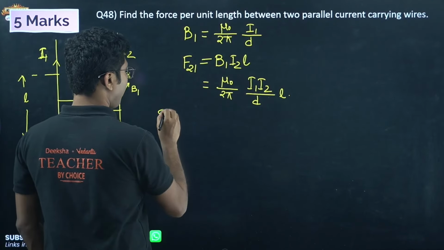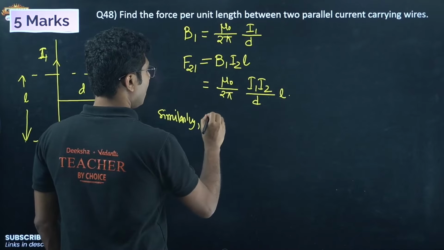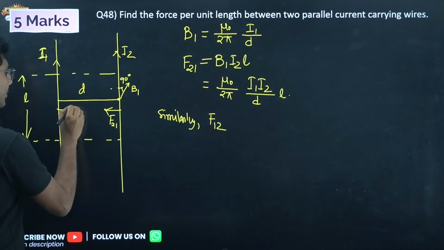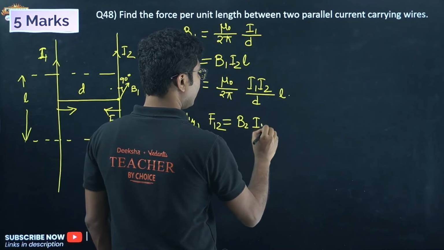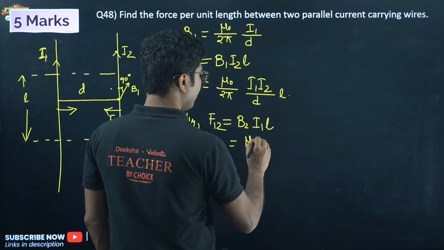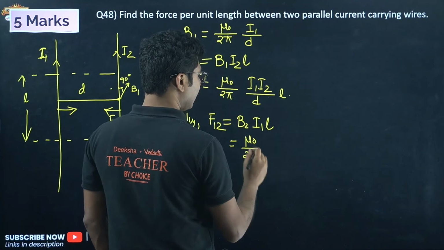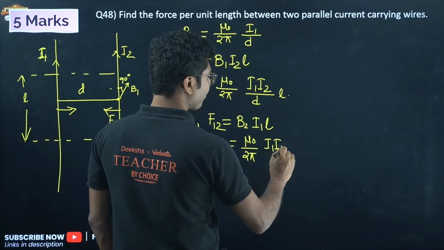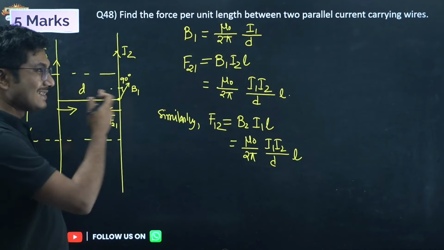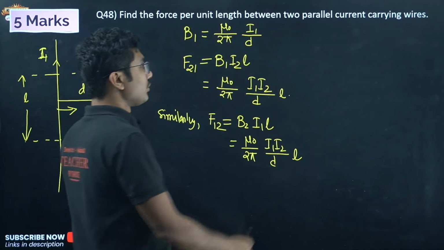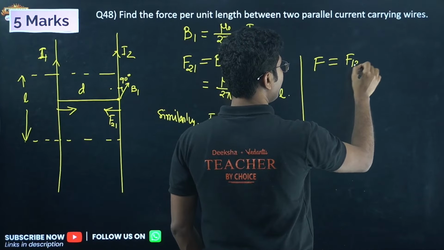Similarly, force on 1 due to 2 can be calculated using the same law, that is B2 I1 into L. That will also be the same value. As you interchange the I1 and I2, nothing changes. So because interchangeability is there, the formula will be the same. Okay, you don't need to do it again. So these two forces are basically the same in magnitude but opposite in direction. So magnitude wise, we can say that F12 equals F21.